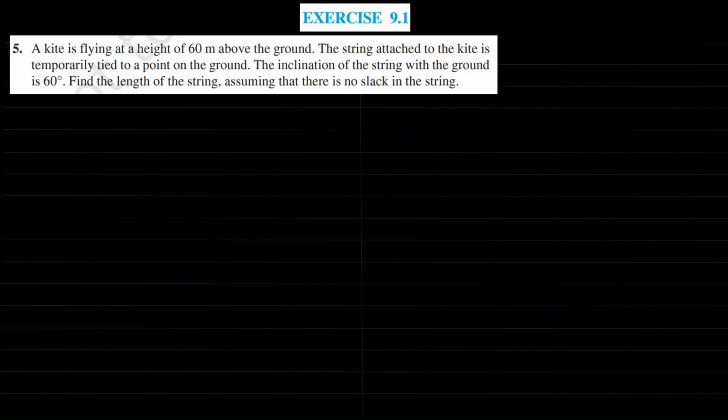So similarly, I'll be taking up this one. Okay, the fifth question. A kite is flying at the height of 60 meters above the ground. So let me start by drawing the kite over here, something like this, right? So this is where the kite is flying, and let me take up the height as 60 meters. A string attached to a kite is temporarily tied to the ground. The inclination of the string with the ground is 60 degrees.